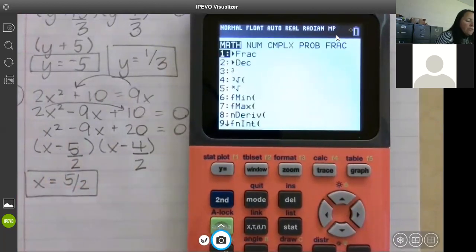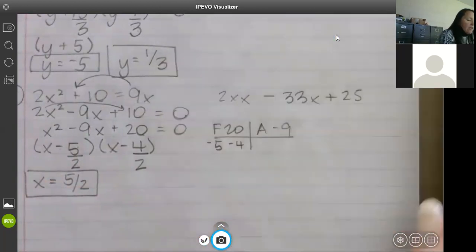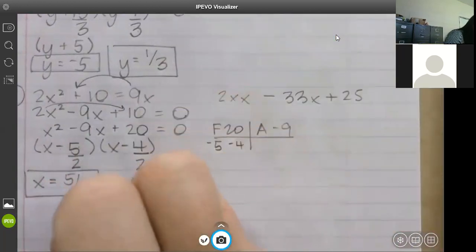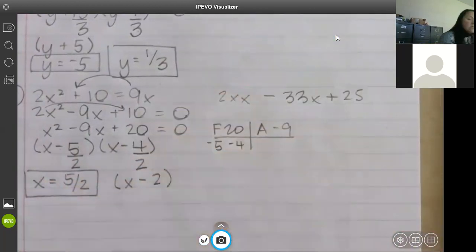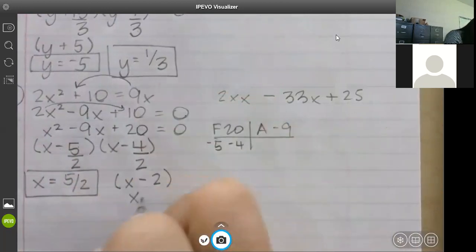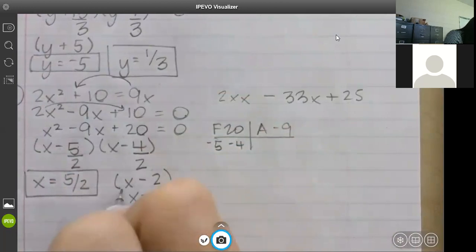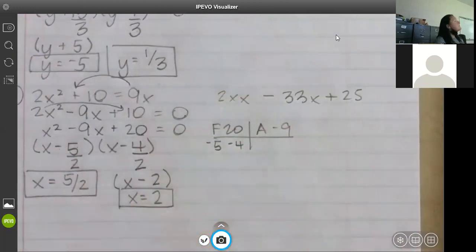I'm going to do 4 over 2, math, enter, and I get 2. So this changes into x minus 2. If my factor is -2, what is my answer? A +2. That's it. If you guys can do the cheater method, you should be able to do slide and divide because it's only one more step. Okay, it's only one more thing. Everybody okay?